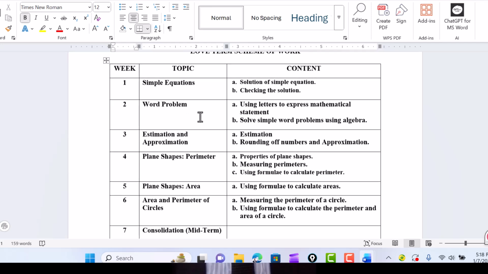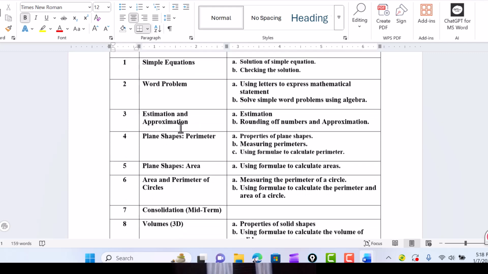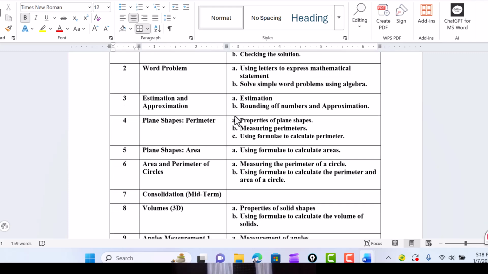The second week we shall go to word problem, then using letters to express mathematical statement and solve simple word problems using algebra. All right, so week 3 we look at estimation and approximation. This one we just go straight to the point. How do we round up numbers, rounding up and rounding down, and using the knowledge of decimal places, nearest wholes, nearest tenth, hundred, and using significant figures.